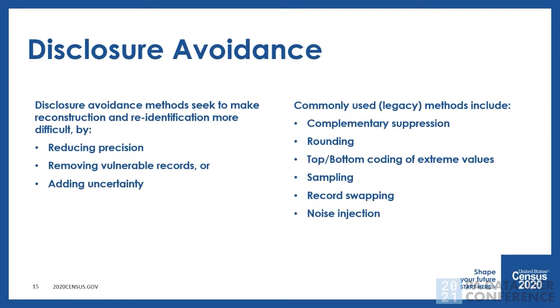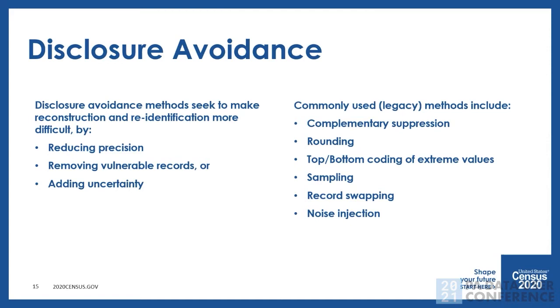So in order to understand the mechanisms that we're using to improve privacy protections, it's helpful to understand a little bit about how disclosure avoidance, or these statistical safeguards, work more basically. At their core, disclosure avoidance methods seek to make these types of reconstruction and re-identification attacks more difficult by either reducing the precision of the data that you publish, by removing vulnerable records or cells or pieces of data from what you're publishing, or by adding uncertainty to the data, adding noise or error.